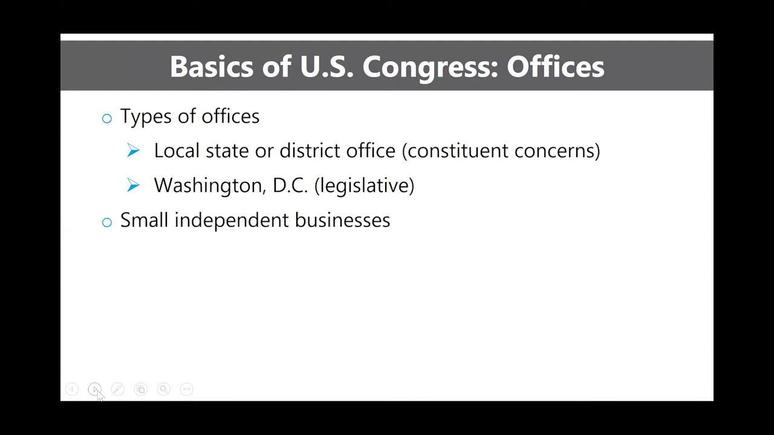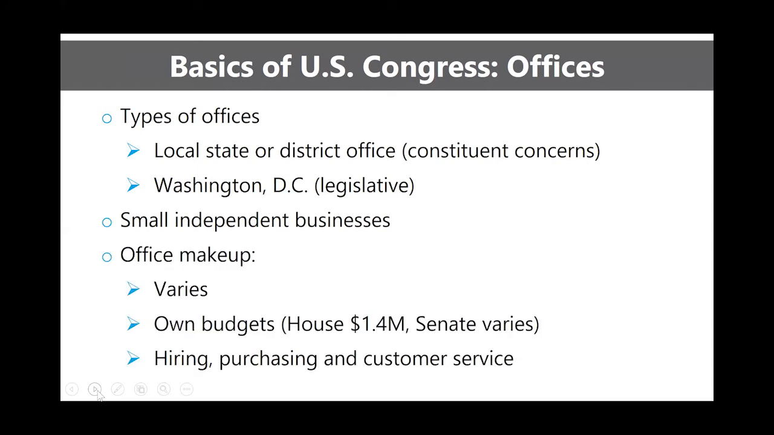Now, these offices are not monolithic. They're not all the same, yet each has their own type of budget, and in the House, that budget is limited to $1.4 million a year. Now, in the Senate, it's not monolithic. It varies some, right? And that's because there are larger states. Now, most of the money goes to staff, with House offices limited to 18 full-time staff and 4 part-time staff. Now, Senate offices have no limits on staff.